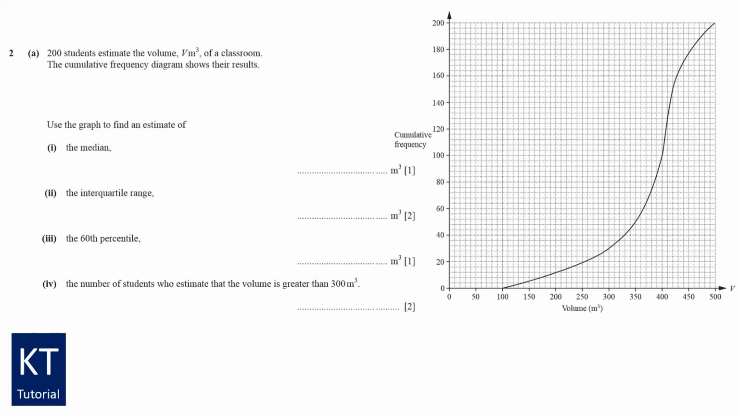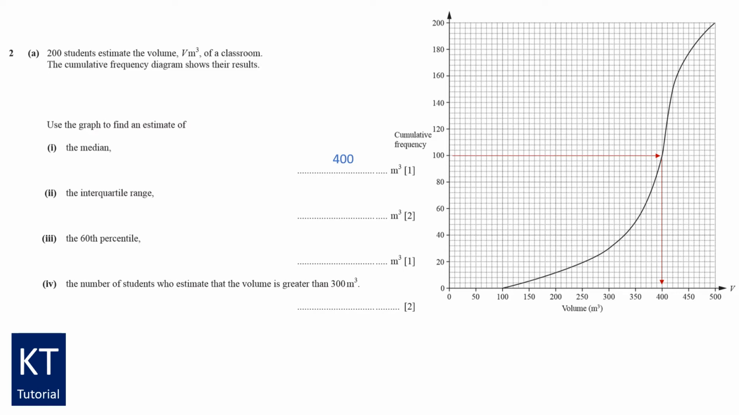Question 2a. 200 students estimate the volume V meters cubed of a classroom. The cumulative frequency diagram shows their results. Use the graph to find an estimate of the median. This is the value of x when the cumulative frequency is at its midpoint, this being 400.